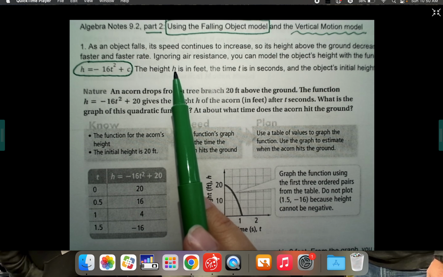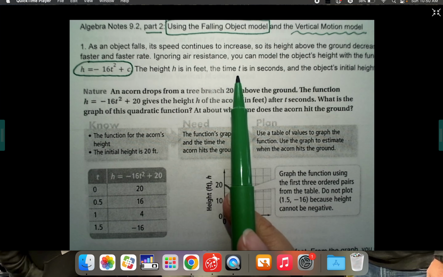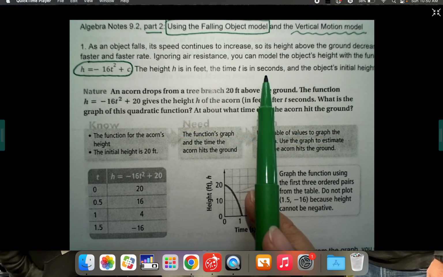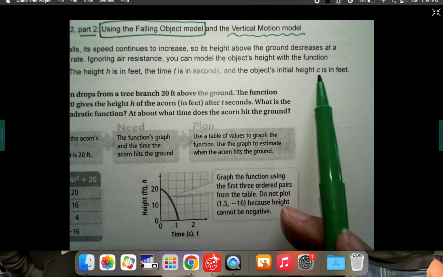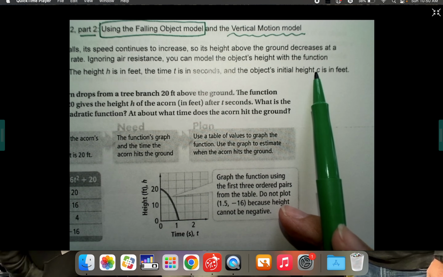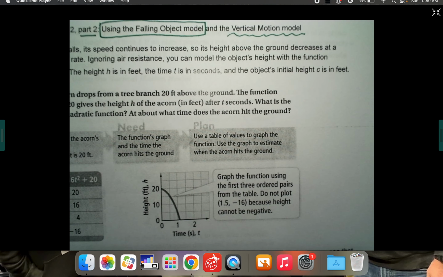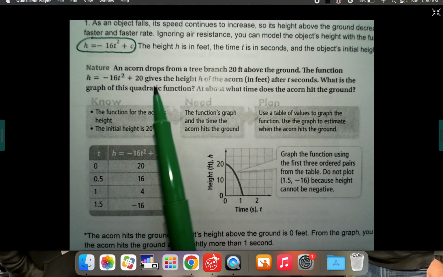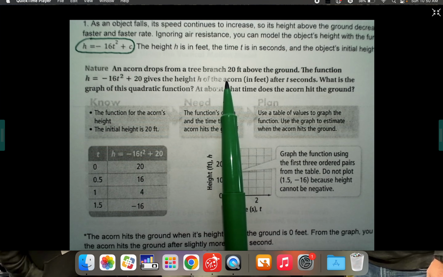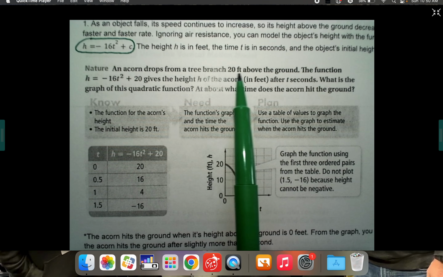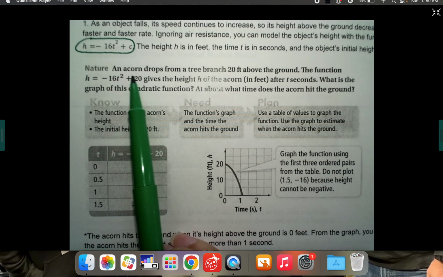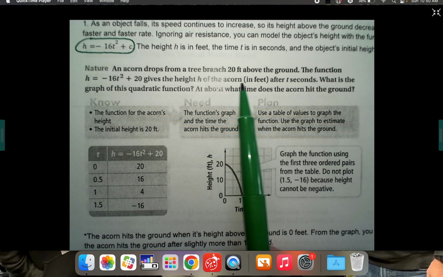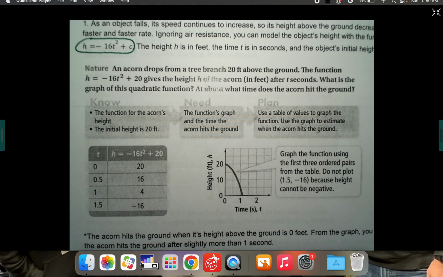The height is your h, and that's measured in feet this time. The time is your t, that's going to be in seconds, and c is the object's initial height in feet. So the c term is how far off the ground it starts. For example, let's look at an acorn dropping from a tree branch. It's 20 feet above the ground. The function h equals negative 16t squared plus 20, because it's 20 feet off the ground, gives the height of the acorn after however many seconds.